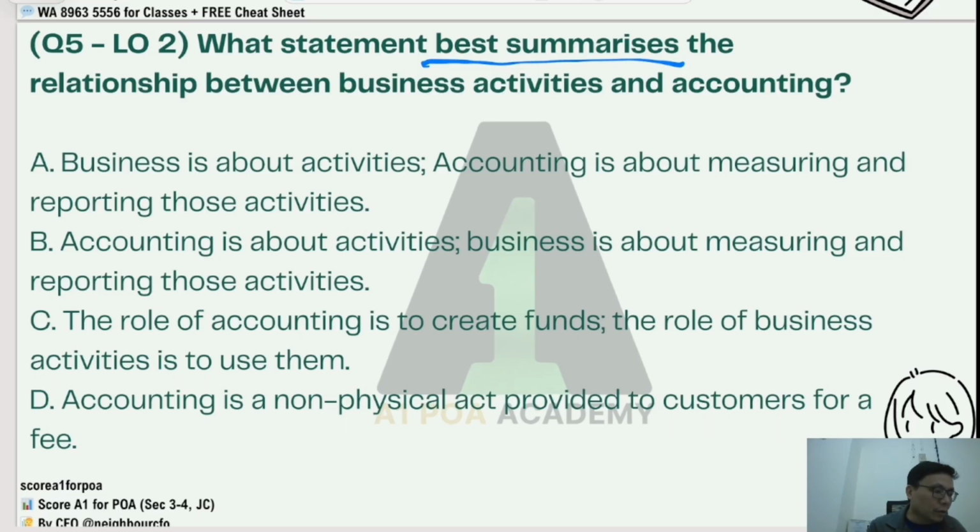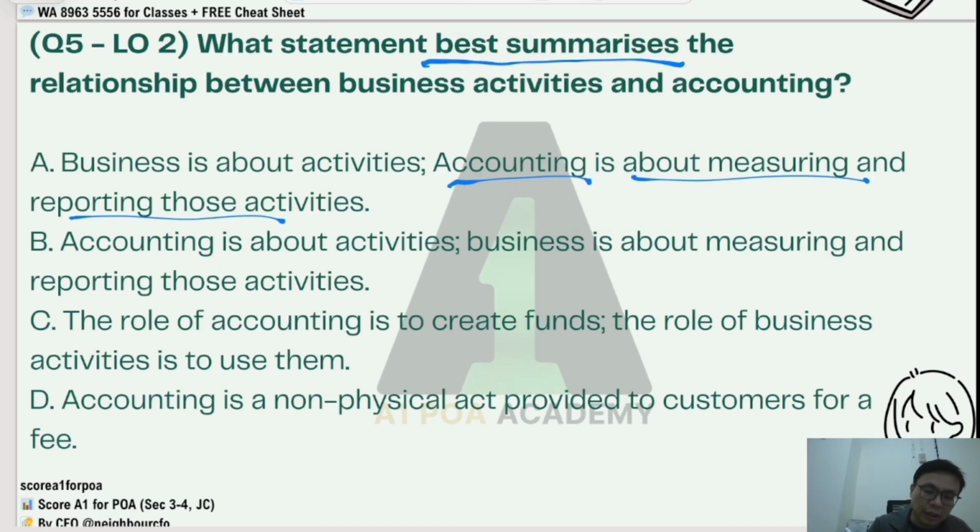Business is about activity. Accounting is about measuring and reporting those activities. So in this instance, it says that business is the overall boundary. Accounting is a subset of this overall boundary, right? Whereby it helps to measure and report this activity of the business as a whole. So A seems to be the correct answer. Let us confirm by looking at B, C, and D.